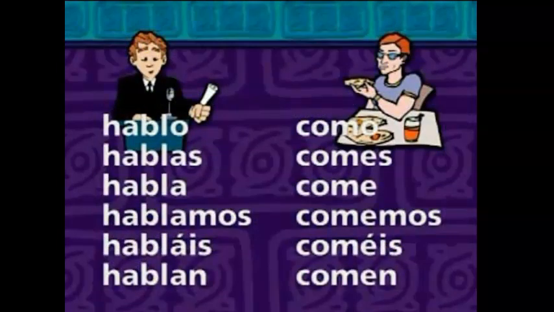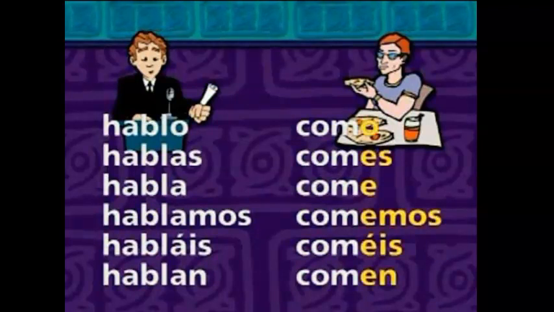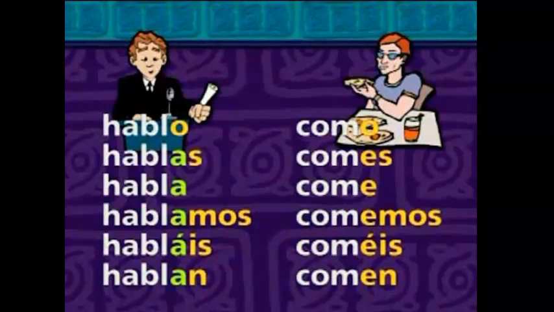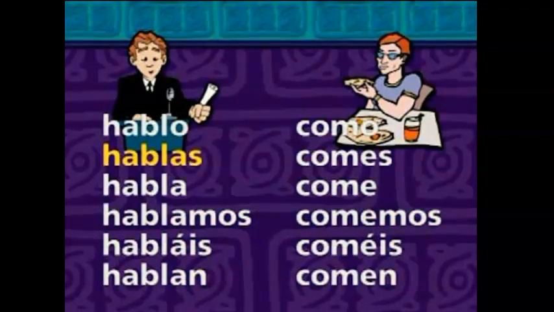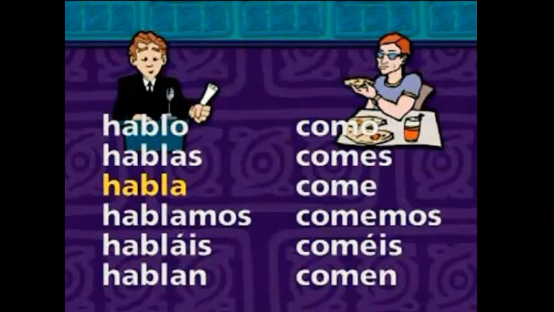You can see that the endings of the present tense conjugation for ER verbs are the same as those of the conjugation for verbs ending in AR, with the letter A changed to E. In the tú form, hablas ends in as, and comes ends in es. In the usted, él, and ella forms, habla ends in a, and come ends in e.